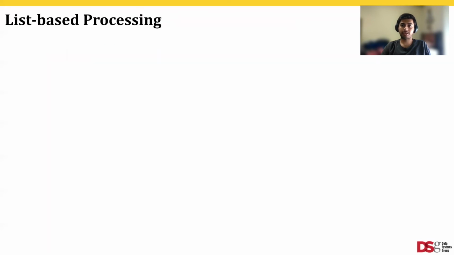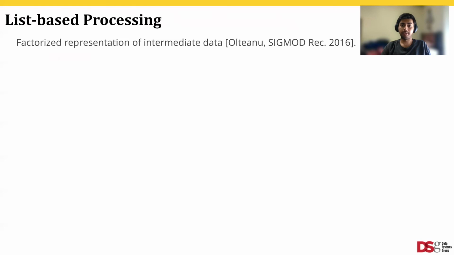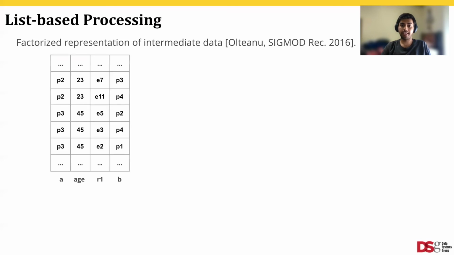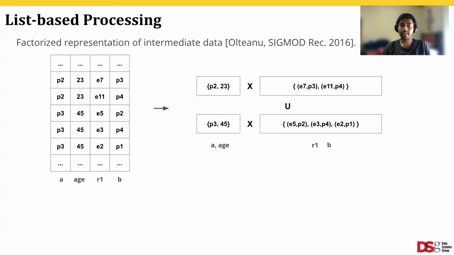We address the shortcomings of the block-based processor with a list-based processor that is based on two key concepts. First, we use the factorized representation that was given by Olteanu in 2016 to succinctly represent joins as a union of products of independent components. Using this representation, the intermediate data chunk after one join of the query on the last slide can be given as the union of products of two components: the singleton lists P2 and P3, and the forward adjacency lists of P2 and P3 respectively.